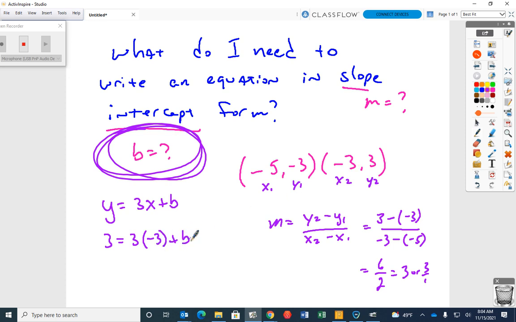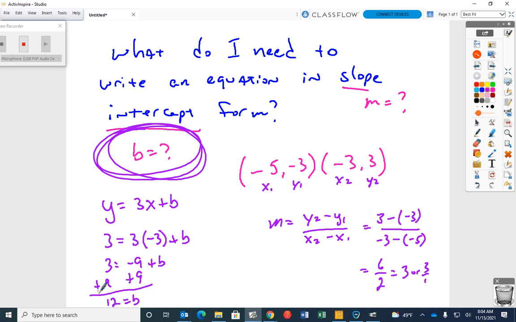Okay. Now let's solve this. 3 equals, what's 3 times -3? -9 plus b. And what am I trying to solve here? I'm trying to find my b, aren't I? Okay. So what is keeping b from being by itself? This -9. How do I get rid of -9? You add 9 here and you add 9 here. What equals b?